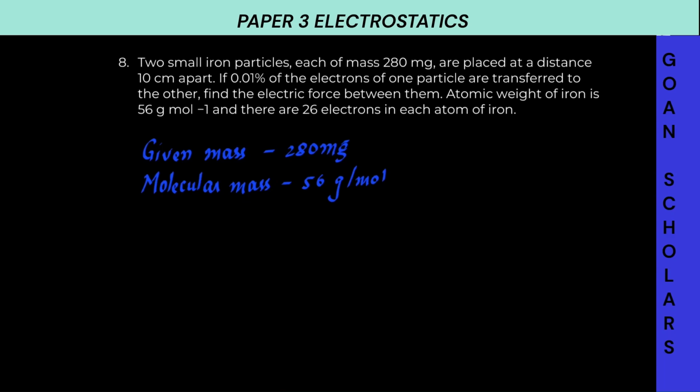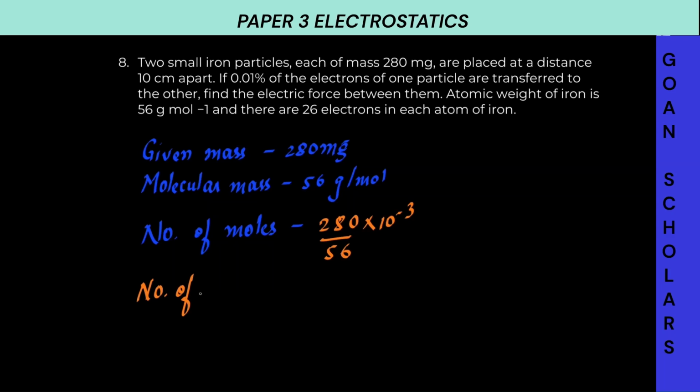Now, if this is 56 grams per mole, what we have to do? We have to find number of moles here, right? So number of moles is given mass upon molecular mass. So it is 280 in milligrams, so 10 to the power minus 3 whole divided by 56. Correct? So this will be your total number of moles. Now each mole has how many number of molecules? 6.022 into 10 to the power 23, right?